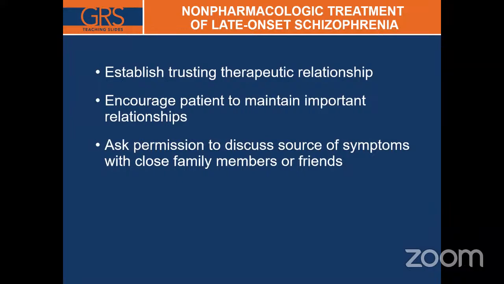So now we'll talk about the non-pharmacological management of late onset schizophrenia. Because suspiciousness and paranoid delusions are commonly the most prominent symptoms of schizophrenia, the doctor's first task is to establish a trusting therapeutic relationship with the patient. Because symptoms are usually frightening and distressing to the patient, suspiciousness also can isolate the patient from friends and family. Therefore, encouraging patients to maintain important relationships and seeking their permission to discuss the source of symptoms with close friends and family members may help these patients maintain important and supportive relationships.